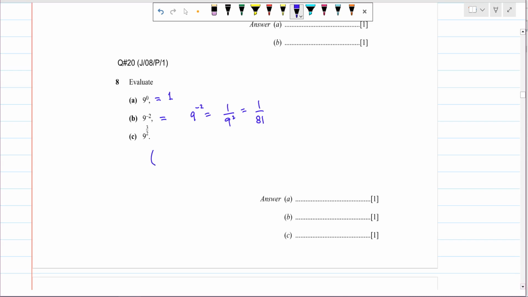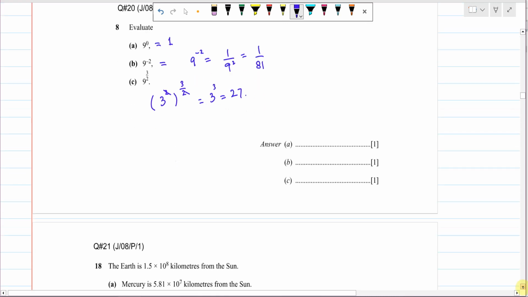9 to the power 3 upon 2, it says 9 to the power 3 over 2. Instead of 9, I can say that it's 3 power 2. 2 and 2 cancel, so it will be 3 power cube and that is 27. Answer. Next one.